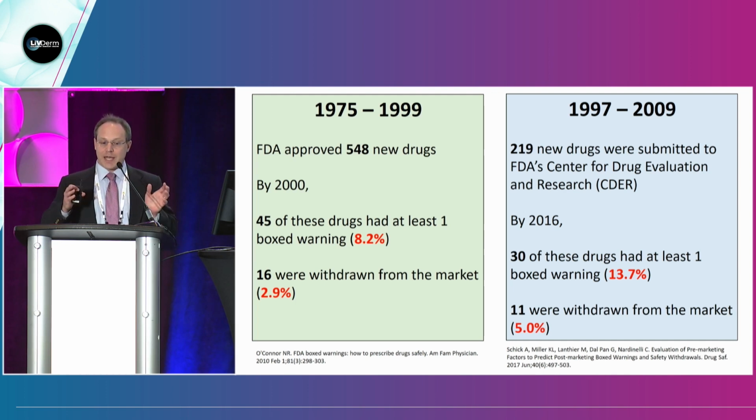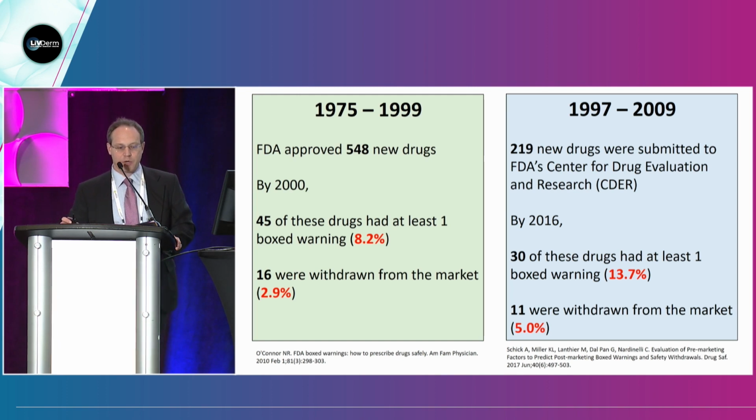Now, between 1997 and 2009, 219 drugs were approved by the FDA. And by 2016, 30 of those drugs had at least one boxed warning. That's nearly 14%, almost double what happened in the last quarter century of 1975 to 2000, and 11 were withdrawn from the market. That's 5%. That's also an increase over that quarter century. So the use of boxed warnings and withdrawals is actually increasing, not decreasing.